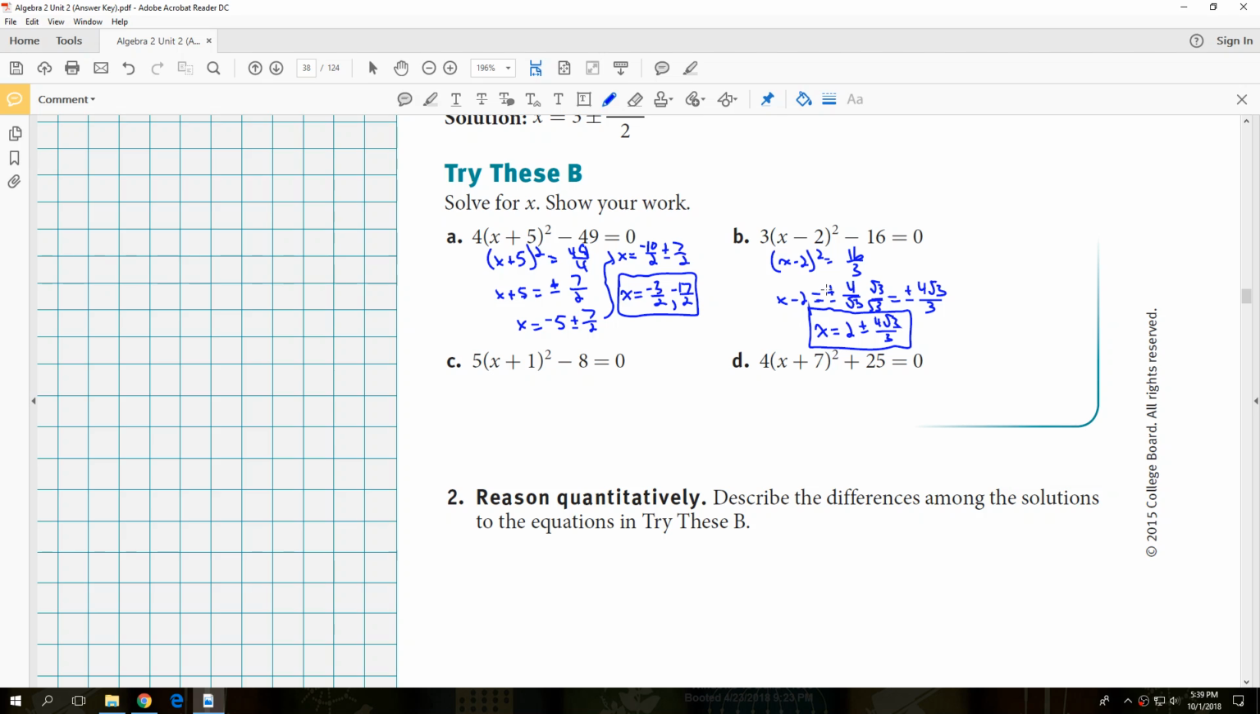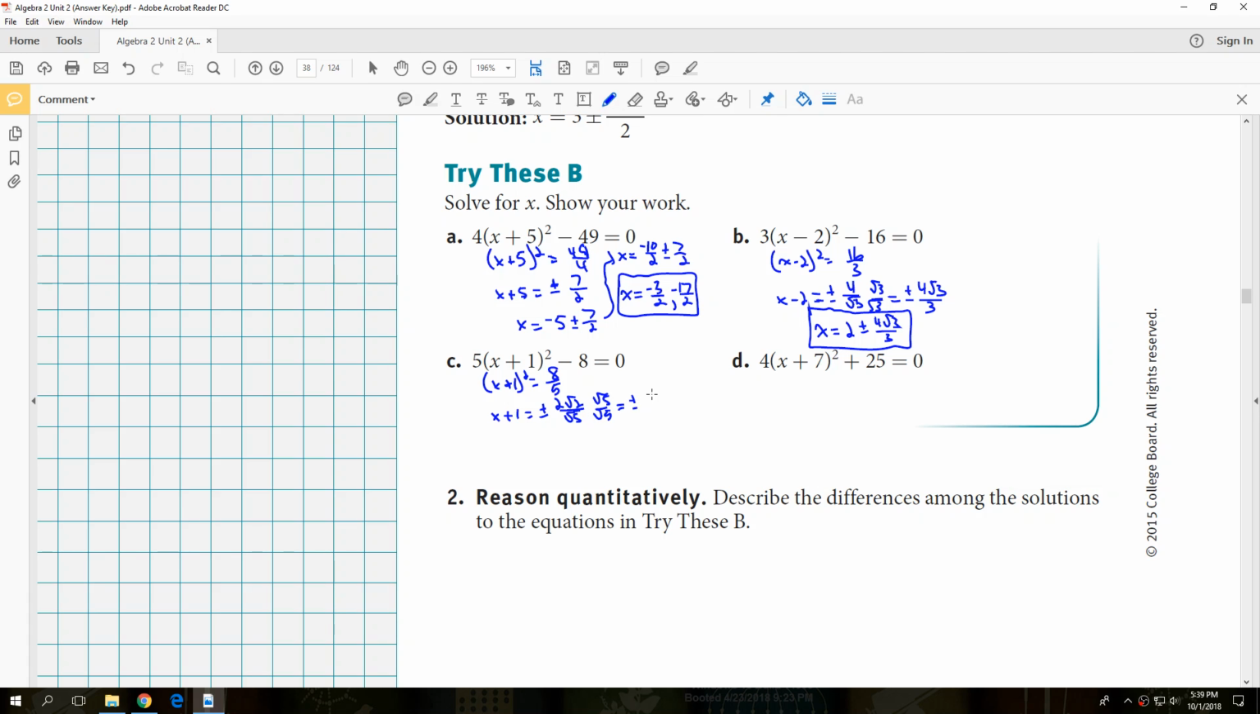Okay, let's see here. So next up, let's isolate. X plus 1 squared is equal to 8 divided by 5. Square root of both sides pops out to x plus 1 is equal to plus or minus square root of 8. Let's see, square root of 8 is 2 root 2. And square root of 5 is just square root of 5. And let's go ahead and rationalize. So I need to multiply top and bottom by root 5.